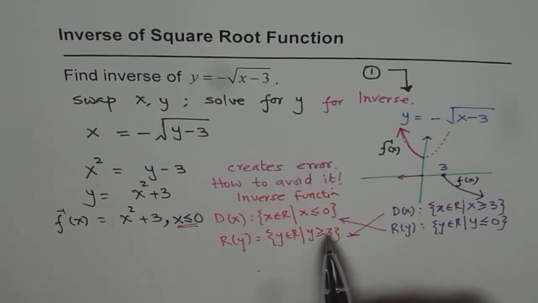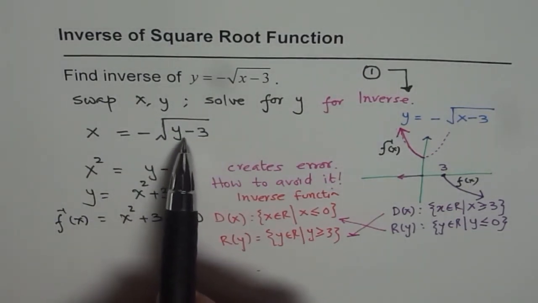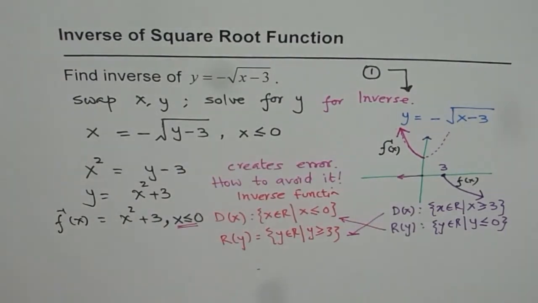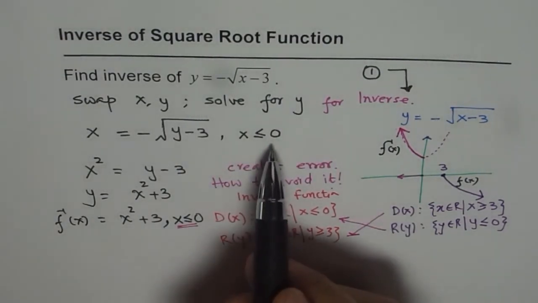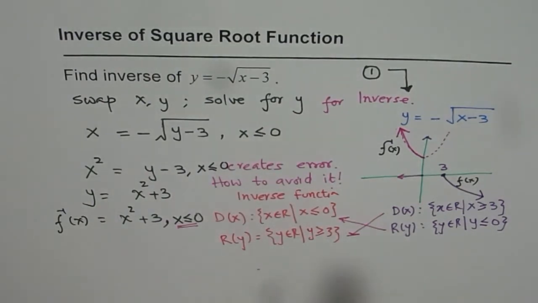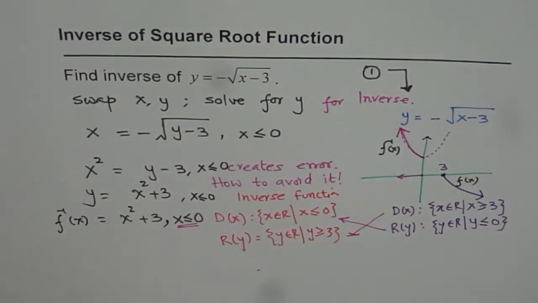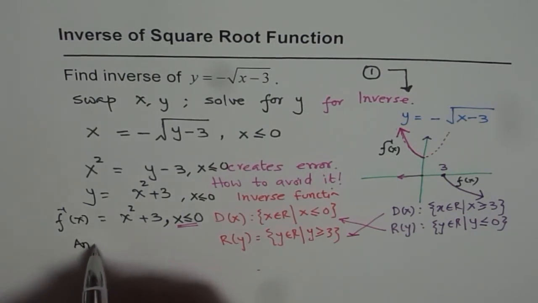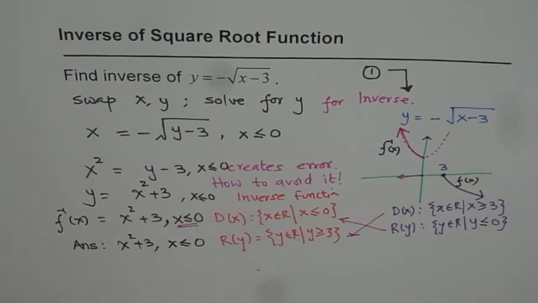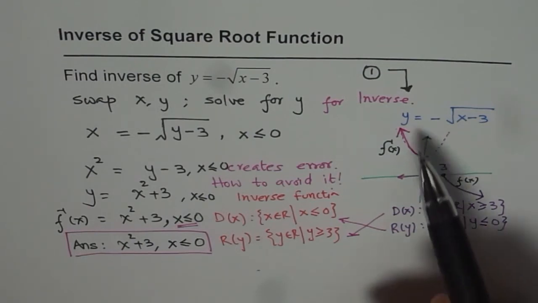That's important. Therefore, when you swap and rewrite your function as x equals minus square root of y minus 3, you should also include where x is less than or equal to 0. Do you understand? This is what is critical. If you continue by placing this condition that x is less than or equal to 0, then you get the right answer. So that is a condition you should incorporate, and the answer is x squared plus 3, where x is less than or equal to 0. Do you see that? That is how we need to solve this question. I hope you understand the strategy of how we went about this.